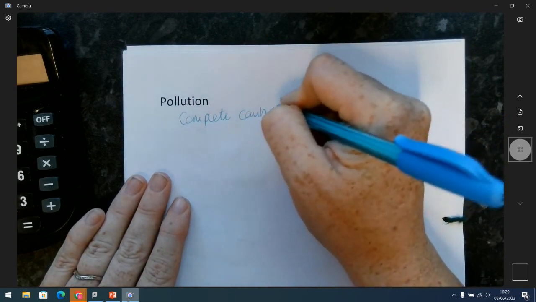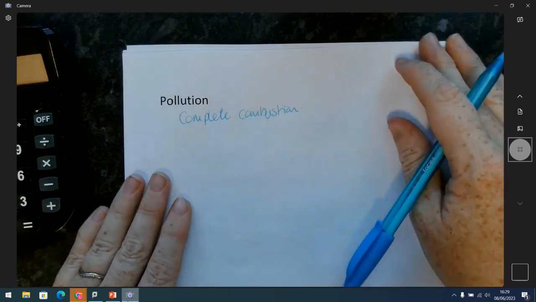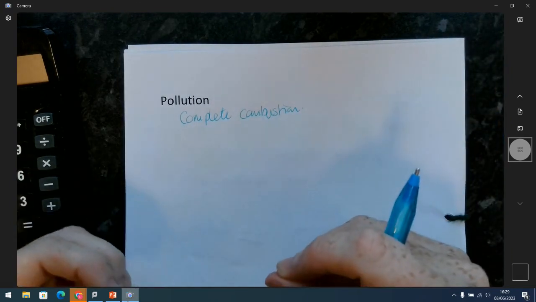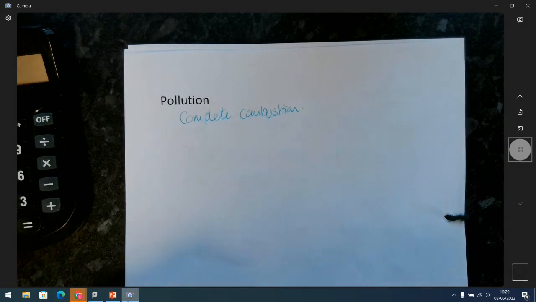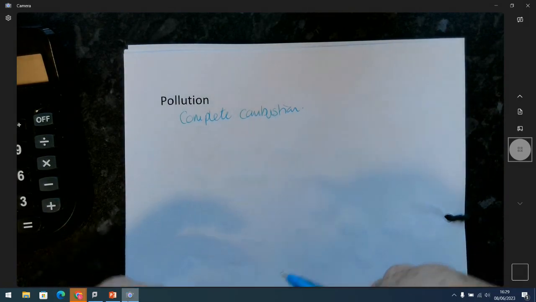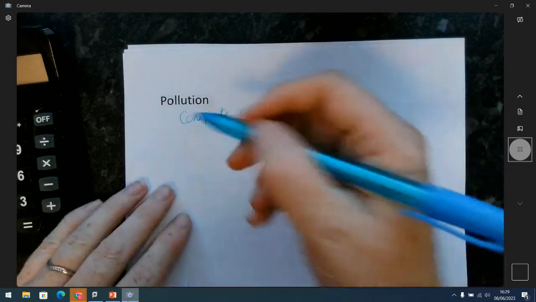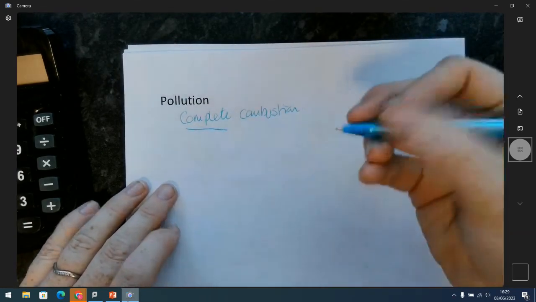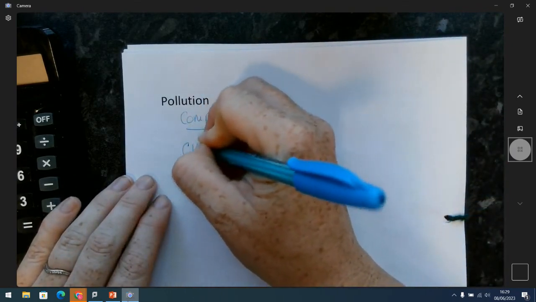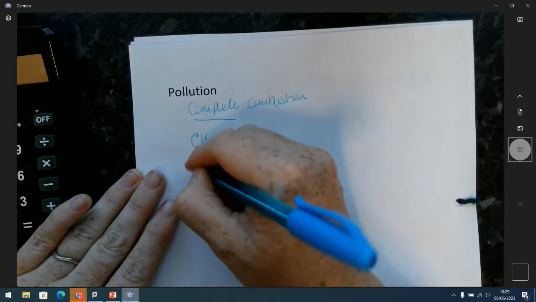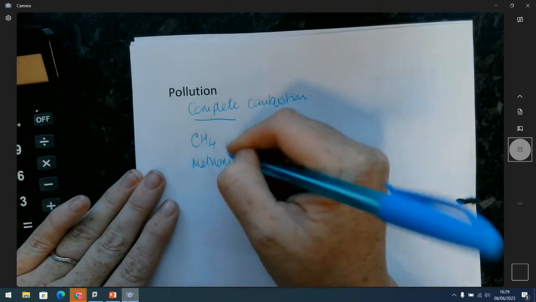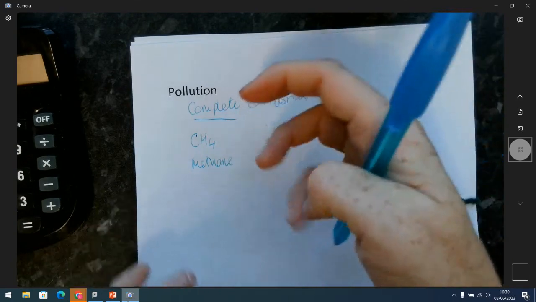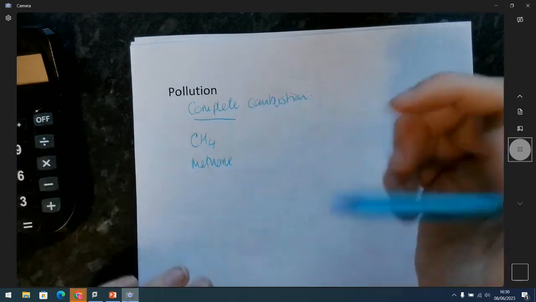So as you'll know, combustion is just the fancy word for burning. Essentially, you're taking a fuel, you are reacting it with oxygen, and it then produces two products. And you do need to know what products are produced. So complete means you've actually got lots of oxygen available to you. So if, for example, I had methane, which again is a hydrocarbon, it could tie into hydrocarbons. There's a real overlap with pollution and other topics.